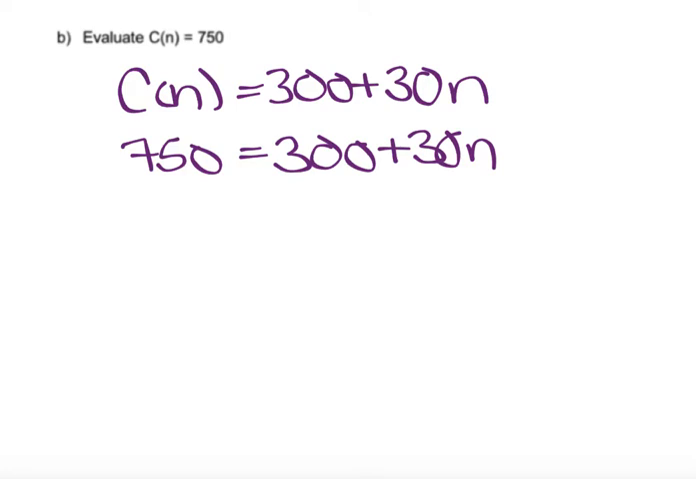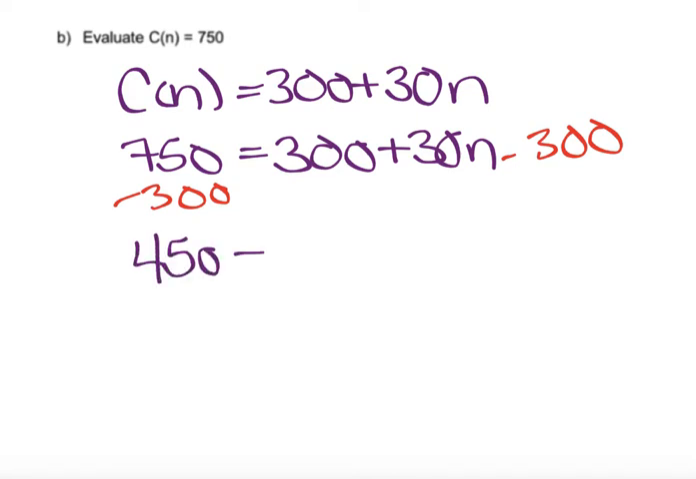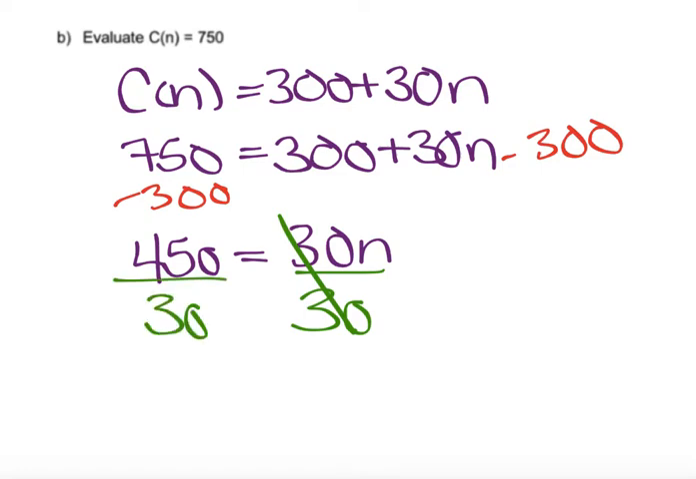So what we're going to have to do is subtract 300 from both sides because you do the opposite of what you're currently doing. And that's going to leave me with 450 is equal to 30n. Now to get n by itself, I'm going to have to divide by 30 because I'm multiplying. So if I divide, it'll get rid of it. And when I take 450 and divide it by 30, I'm going to get 15 is equal to n. So our function is equal to 750 when the value of n is 15.